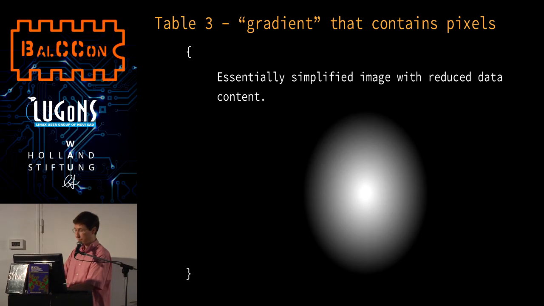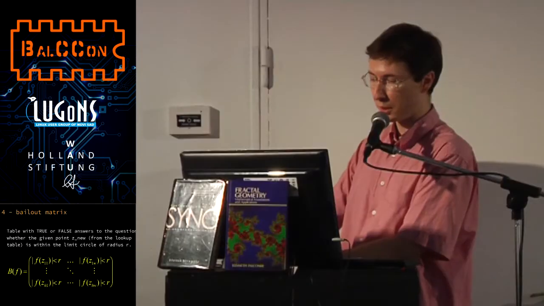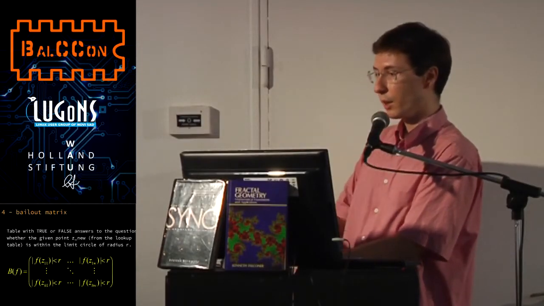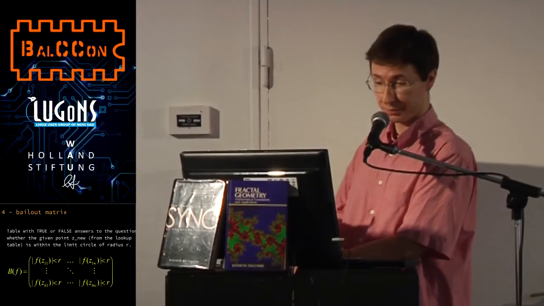And table 4, which is about to appear, is the bailout matrix. The notation seems complicated, but it is essentially a table that stores information on whether a given value in the lookup table is very big or very small. If it's bigger than the limit circle that fits within the screen, then we say, oh, this is bigger. But if it's smaller, then we say, oh, it's smaller. So we know for each value z from the lookup table whether it is beyond the limit of a circle that we define.